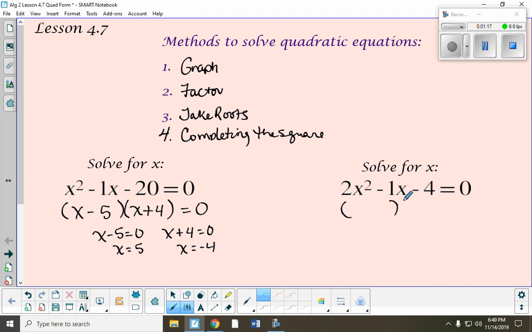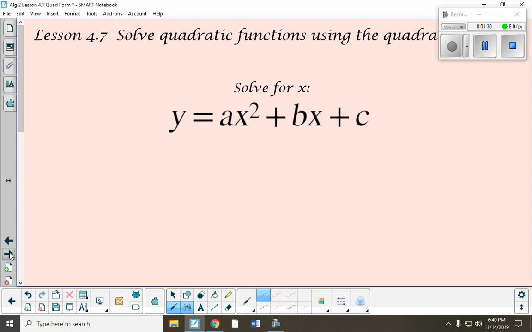With this next problem, we could graph it. But if we try to factor it, you'll find it can't be factored. And so with a problem like this, you might want to use the quadratic formula. Now let's talk about where that comes from and what it is.